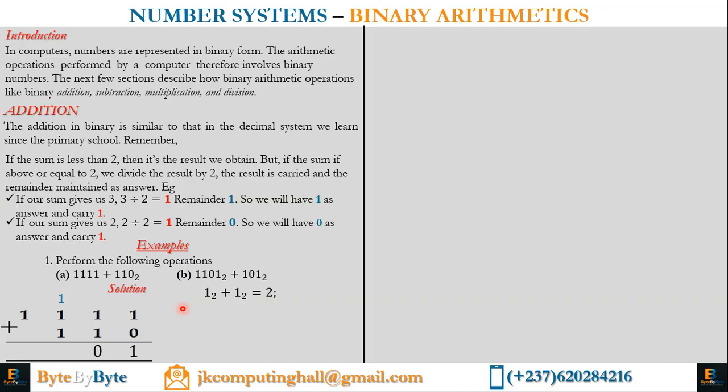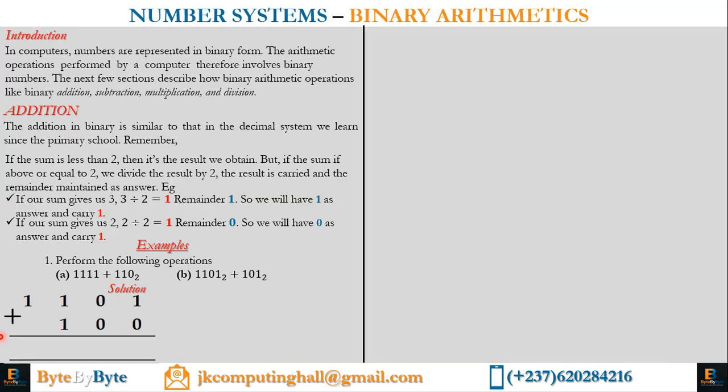Now for the next one, I'm going to have 1 plus 1 plus 1. So what do we have? 1 plus 1 plus 1 gives us 3, and 3 divided by 2 is 1 remainder 1. So I write the remainder, which is 1, and I carry the other one. Now the next operation is 1 plus 1, which gives us 2, and 2 divided by 2 is 1 remainder 0. So I carry the 1. And now for the next operation, it is 1 plus nothing, which gives us 1 plus 0, which is 1. That is what we have. So 1111 plus 110 gives us 10101 base 2.